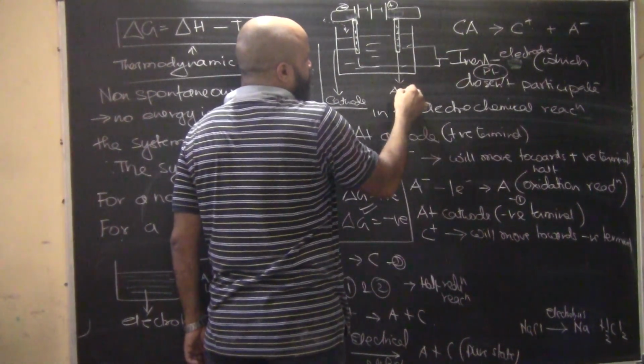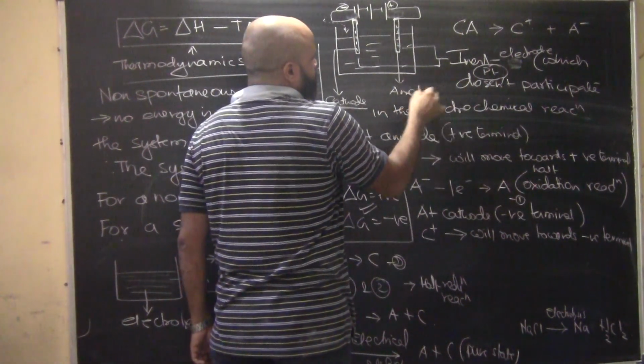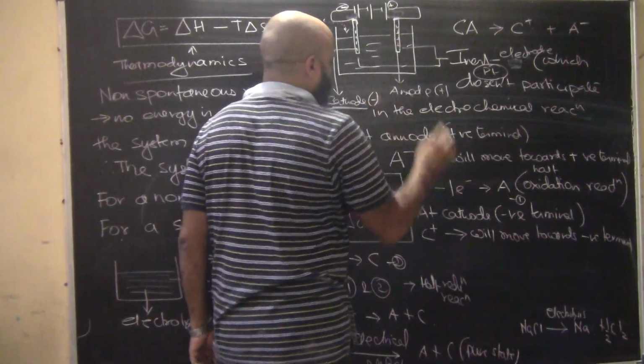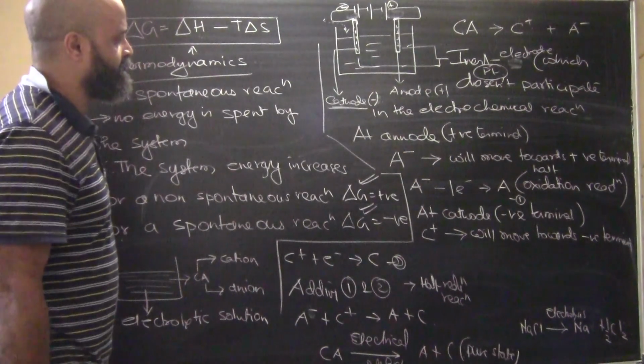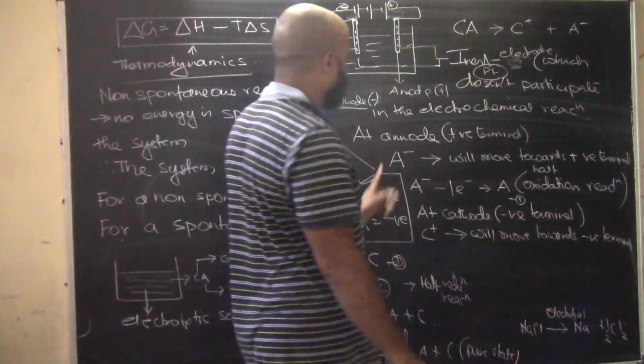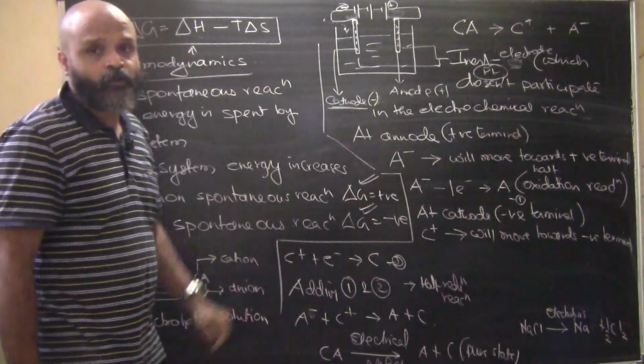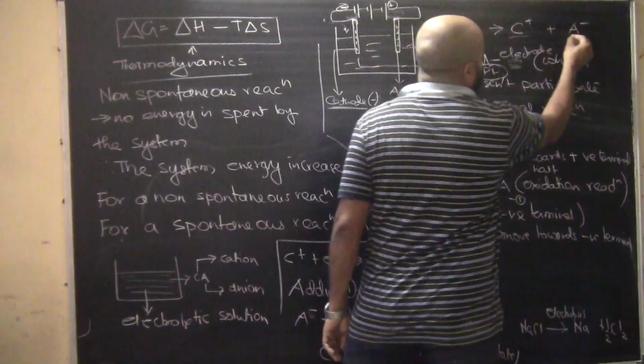So this becomes the anode. Anode, which is basically positively charged, and cathode, which is negatively charged. Okay. Now in the electrochemical reactions, what is basically happening? So first of all, the electrolyte has reduced to the two components, the cations and the anions.